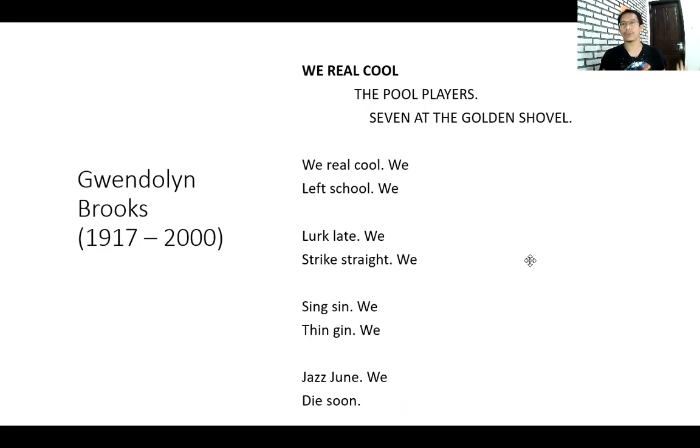Now, what tone do you get from this poem? As I mentioned to you, you try to get the tone of a work by looking at the choice of words, the points of view in the case of prose, and also the sentence structure. Here, from the words used, we can see that this writer uses words related to nightlife, such as gin, or strike, straight. This is related to playing pool, and that's usually what we do at night. And then sing sin, which is often related to jazz music, probably, and thin gin, the drinks, and jazz tune, and so on.